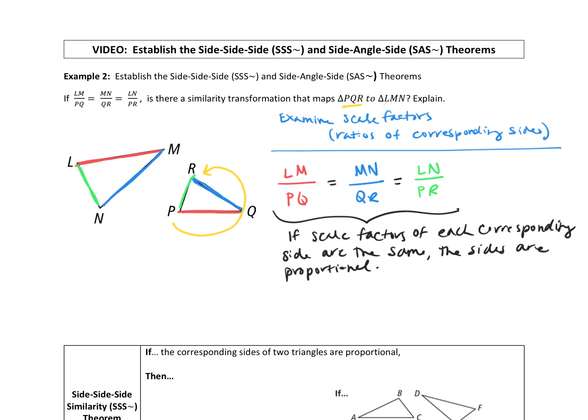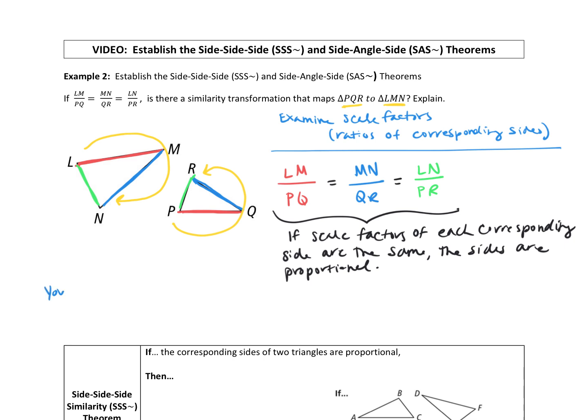And then I want to compare that to triangle LMN. Again, I'm just going back to the example. We want to know if this triangle maps onto this one. So if I start at L, I'm going to go to M and then N. Do you see how we are going different directions around the triangles? When that happens, that means that we have a reflection.